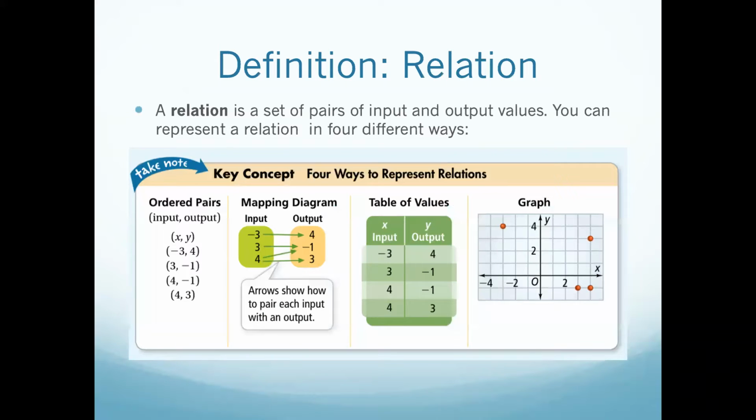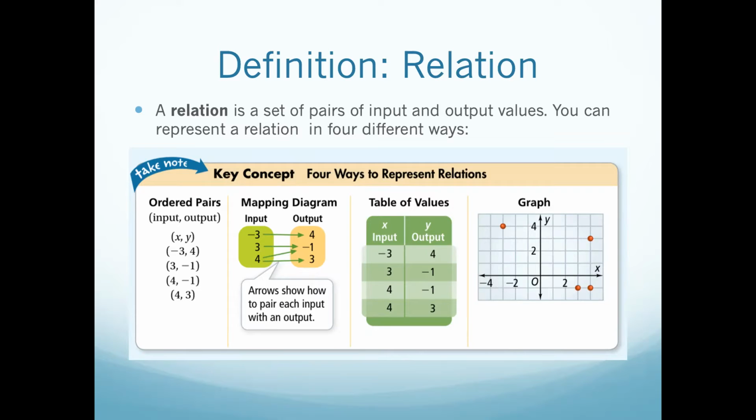A relation is a set of pairs of input and output values. So a lot of times when we're talking about functions, we're looking at equations where we have an input and an output, which are x and y. However, a relation doesn't have to be a function because a function is more restrictive. A relation is any set of inputs and outputs. And we can display that in 4 different ways.